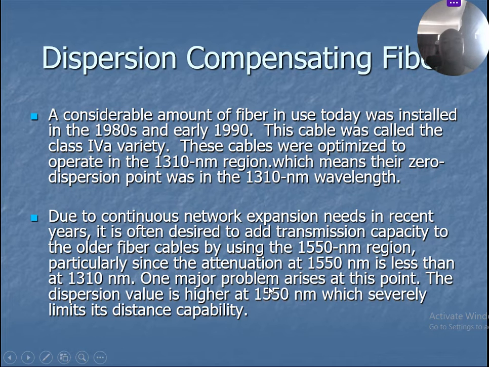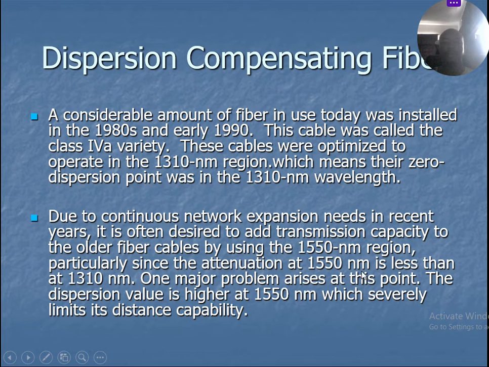Okay, especially since the attenuation at this 1500 nanometer is less than the attenuation at 1310 nanometer region. So you can see the reason why we are opting for a region of 1500 nanometer wavelength, because you have both a zero dispersion and at the same time a low attenuation, so your signal can propagate through a long distance and then we are good to go.